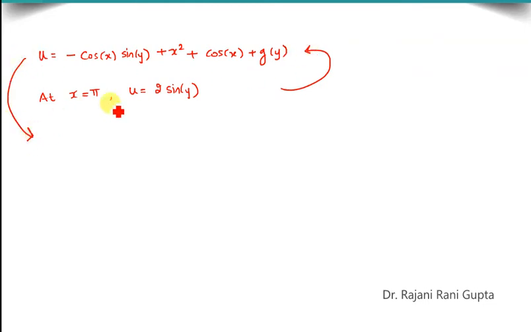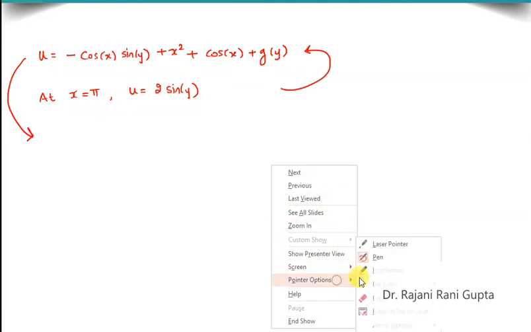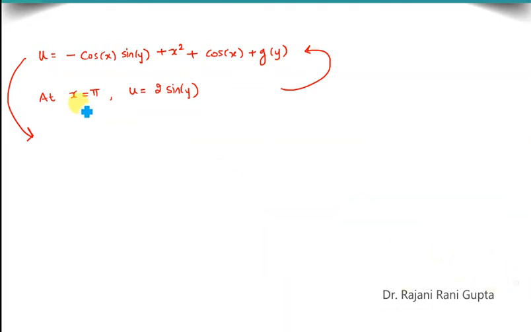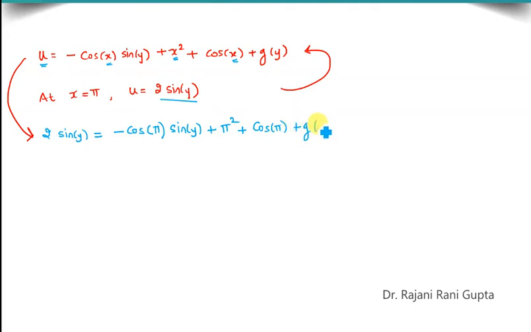So what we have to do? We replace x by pi, u by 2 sine of y, and we will keep y the same. We don't change it. So let's put it here. It is 2 sine of y equal to minus cosine of pi, in place of x we have pi, sine of y, plus, in place of x we have pi square, and in place of x again we have cosine of pi, plus g of y.